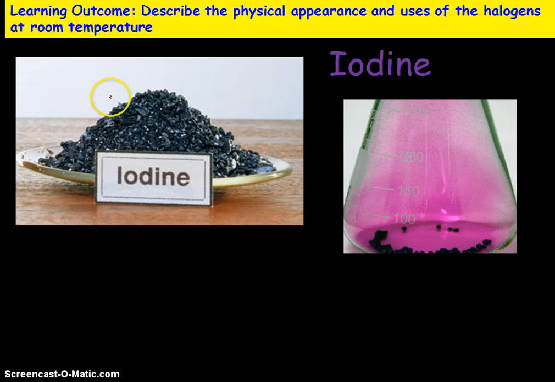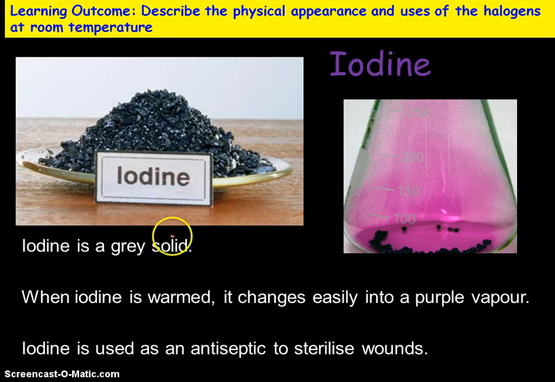Iodine is the last one we'll talk about, which is a grey solid. But iodine has a unique feature, which is that when you warm it very, very gently, it will produce a purple vapour. What's happened here is it's gone straight from being a solid to being a gas. It's missed out being a liquid altogether.